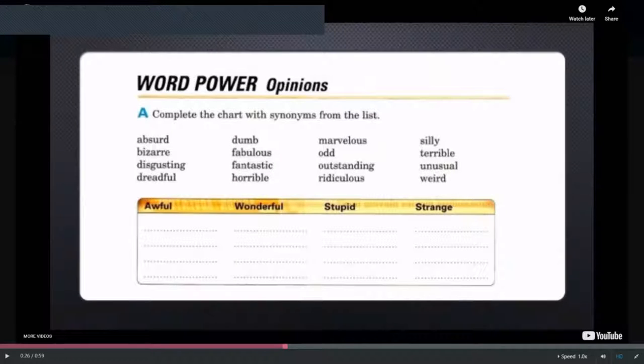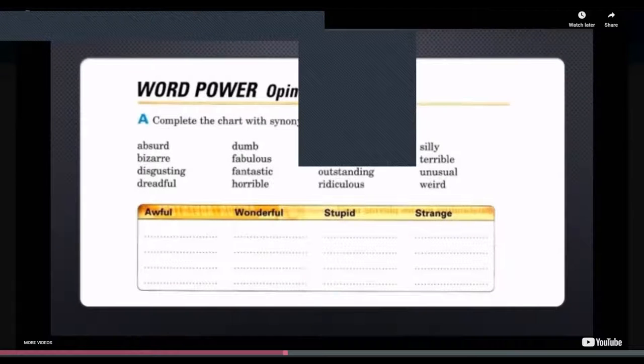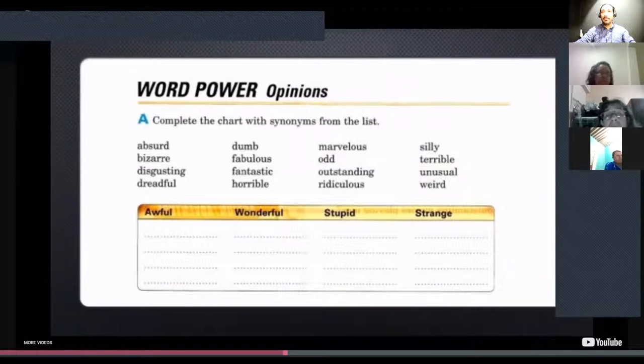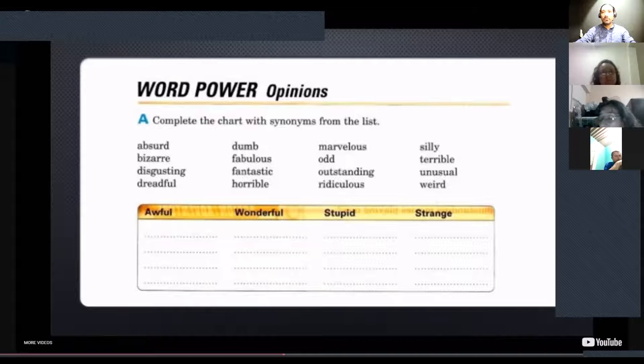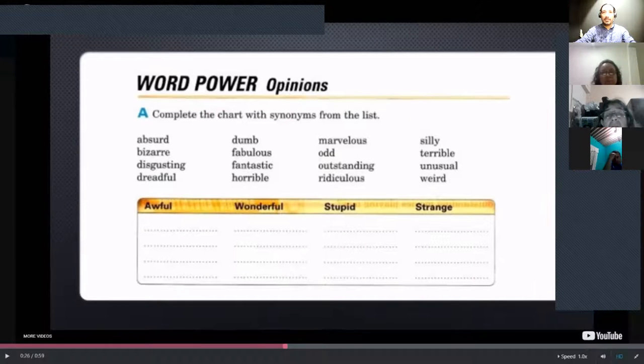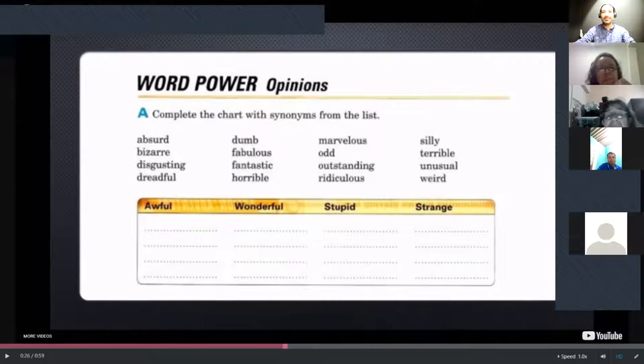Okay, so we have a mission right now. You have to play with these synonyms. We have to find the synonyms for these absurd adjectives. So for example, if I say absurd, here you have a chart with different synonyms. You have awful, which is ugly, right? Ugly, okay. Wonderful. What is wonderful? Can somebody tell me? Hermoso. Great. Amazing. Very good. Stupid.